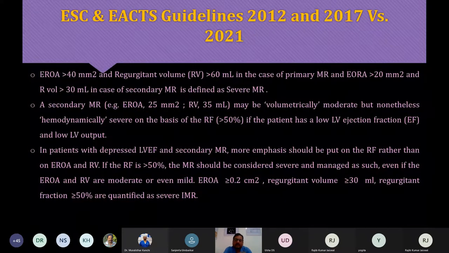So the caveats of this particular update remain the same. If there is a secondary MR, lesser volumetric measurements can be taken into consideration to address this mitral valve, if you have a poor LV and if you have a good LV. So depending upon the clinical presentation of the patient along with the mitral regurgitation, we have to consider everything when we decide whether to address that valve or not.